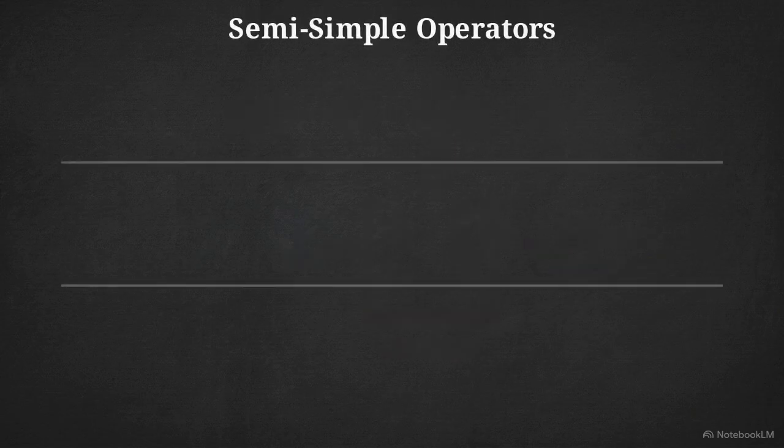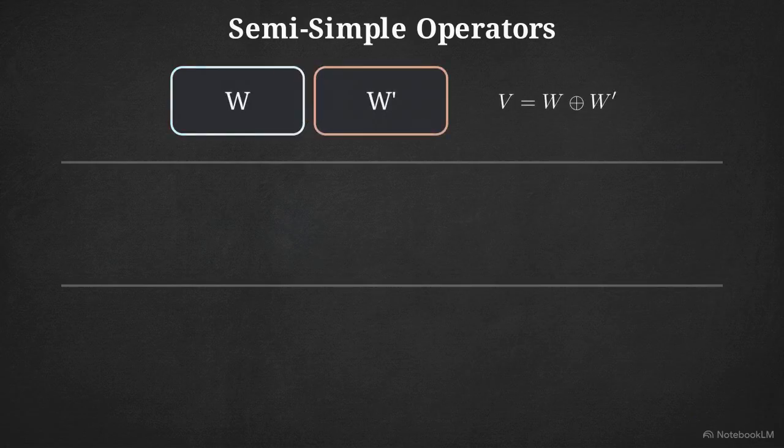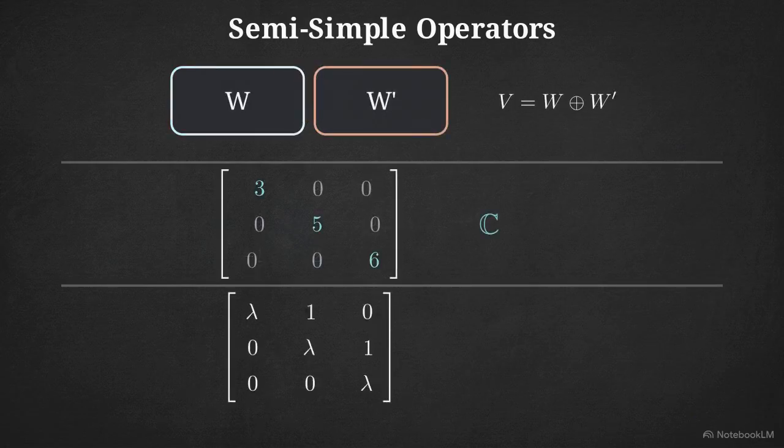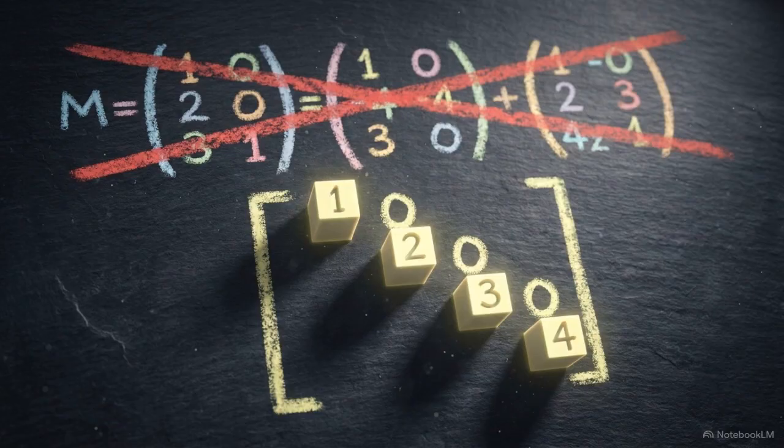To summarize, semi-simple operators follow 3 rules. They are completely reducible, they are always diagonalizable over the complex numbers, and they contain 0 nilpotent parts. Understanding semi-simplicity allows you to strip away the complex noise of an operator to see the independent actions underneath.